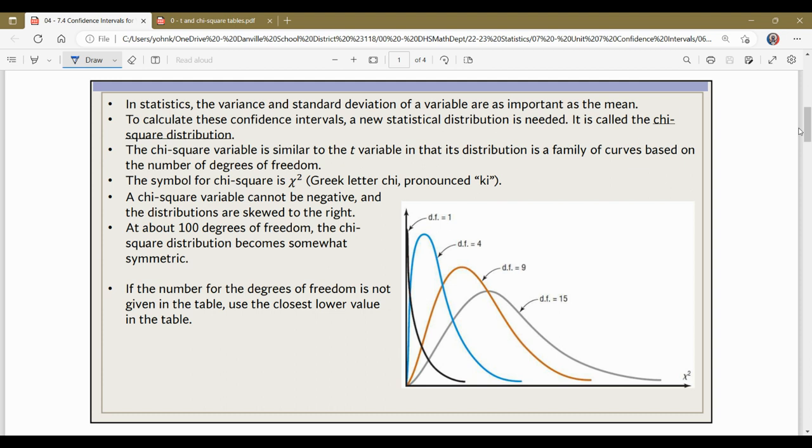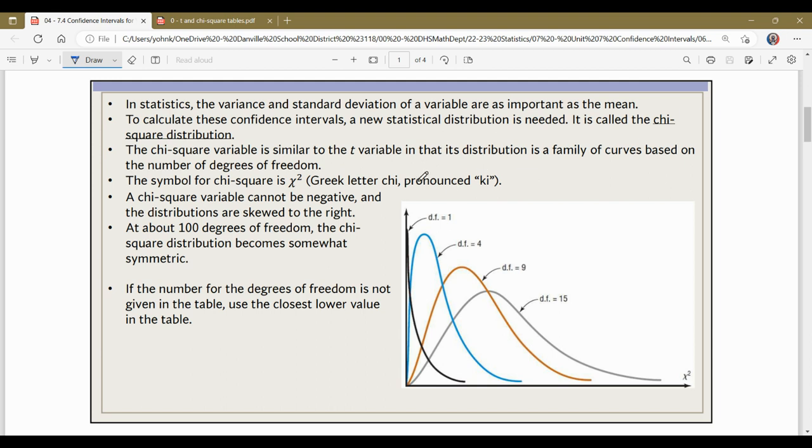So to calculate these confidence intervals, a new statistical distribution is needed. It's called the chi-square distribution. Now, the chi-square variable is similar to the t variable in that its distribution is a family of curves based on the number of degrees of freedom.